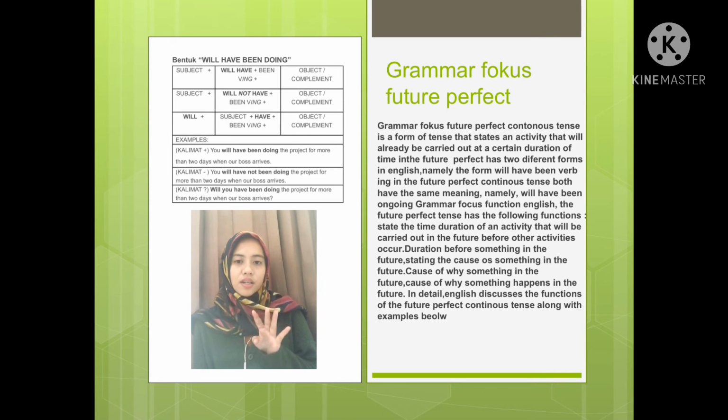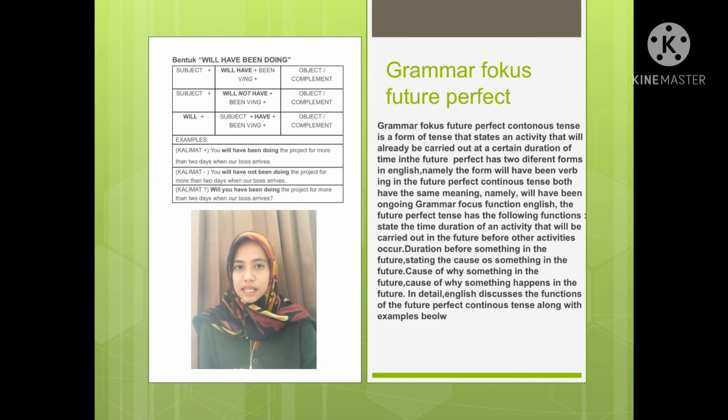And the fourth, I want to tell you about grammar focus: the future perfect continuous. What does grammar focus future perfect continuous mean? It is a form of tense that states an activity that will already be carried out over a certain duration of time. The future perfect has two different forms in English. Namely, the form will have been plus verb-ing in the future perfect continuous tense, which have the same meaning. Namely, will have been going.